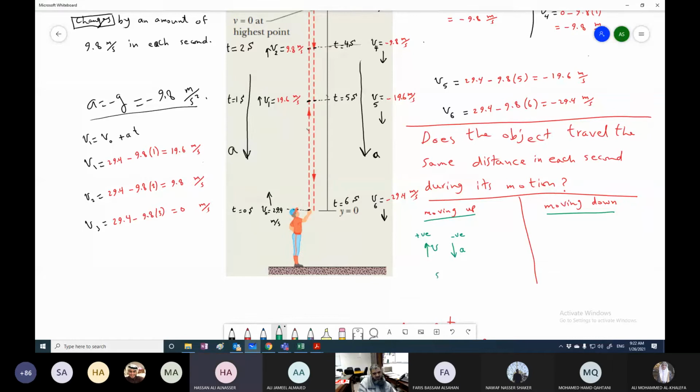It will slow down. Now when it is moving downward, the velocity is downward, so it is negative, and the acceleration is also downward, negative. So they have the same sign. What will happen to the speed of the object? It will speed up.